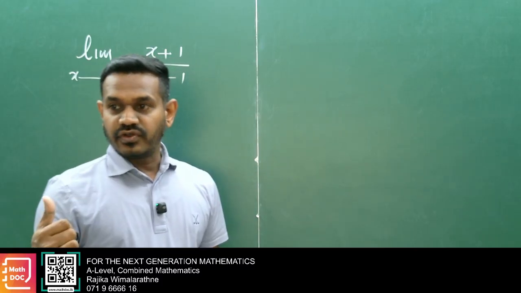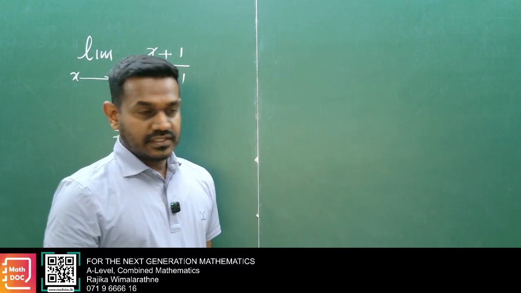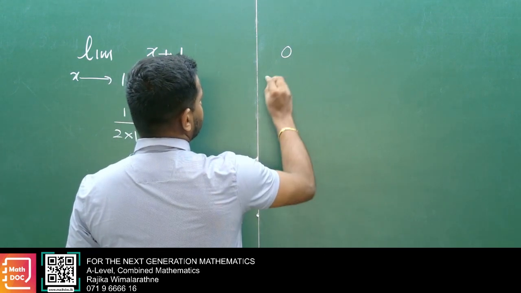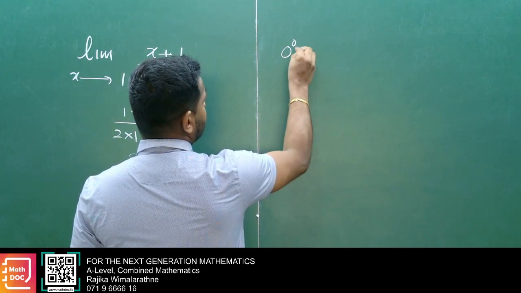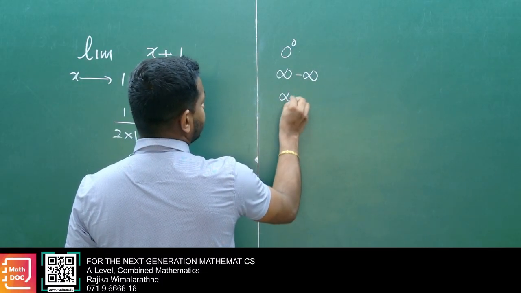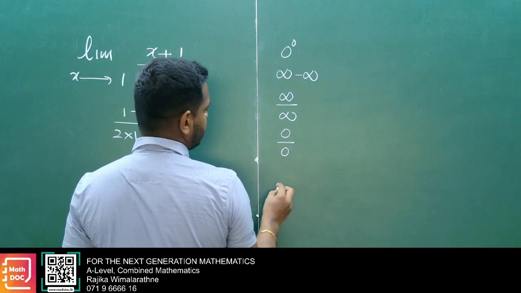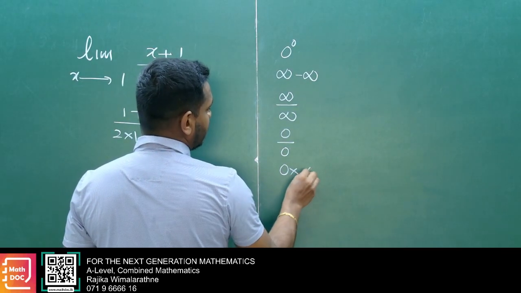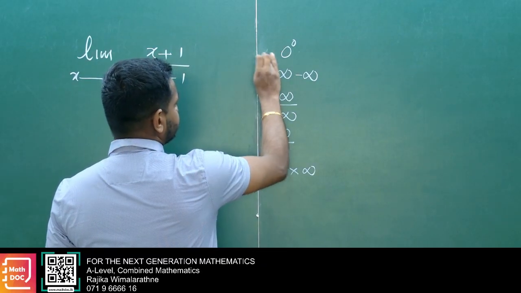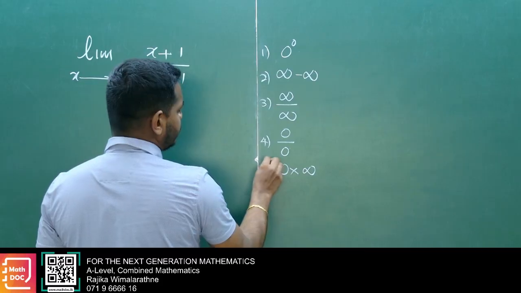Then you need to know what is undefined. We have done undefined things in the number lesson. 0 to the power 0 is undefined, infinity minus infinity is undefined, infinity divided by infinity is undefined, 0 divided by 0 is undefined, and 0 times infinity is undefined. These are the usual undefined expressions. 1, 2, 3, 4, 5.